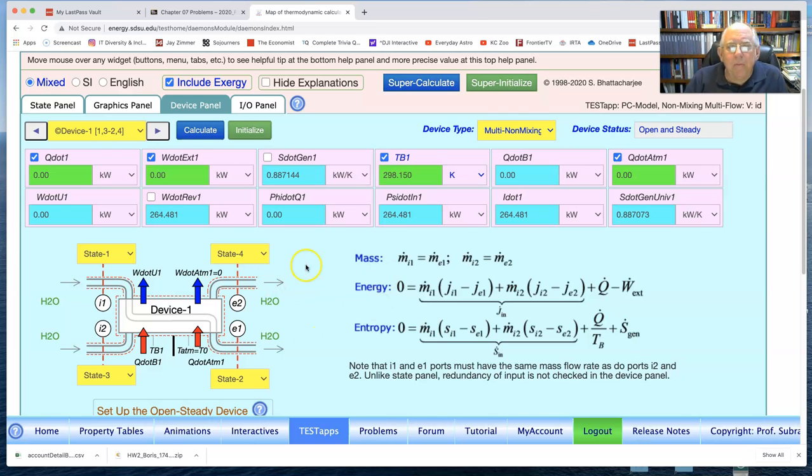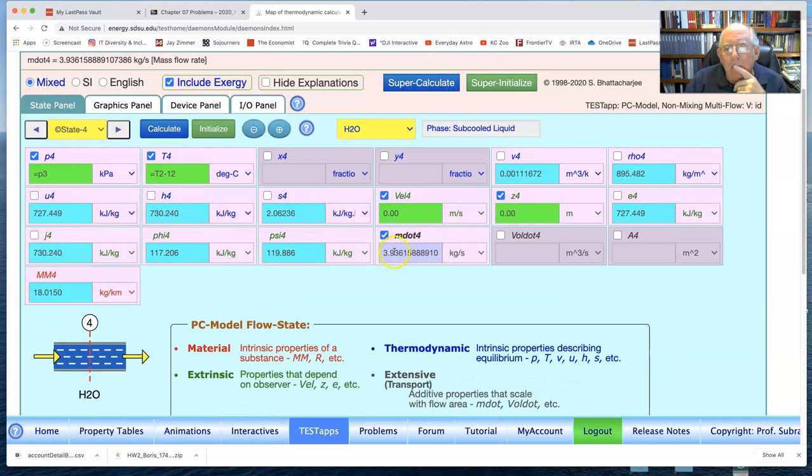And so with that in mind, we now can go back to the state panel and we find that it has now calculated the m.3 and m.4. And so the ratio of the two mass flow rates is 3.93. And so again, it shows up on both state 3 and state 4. What else were we asked?